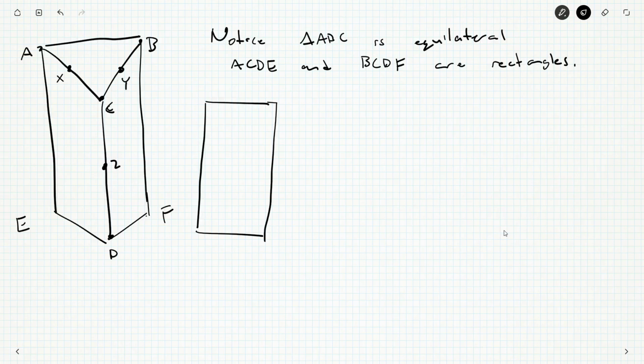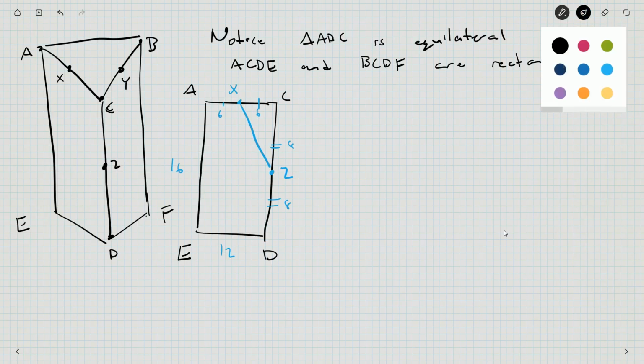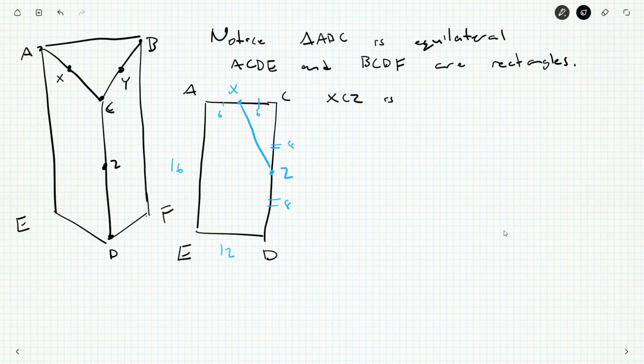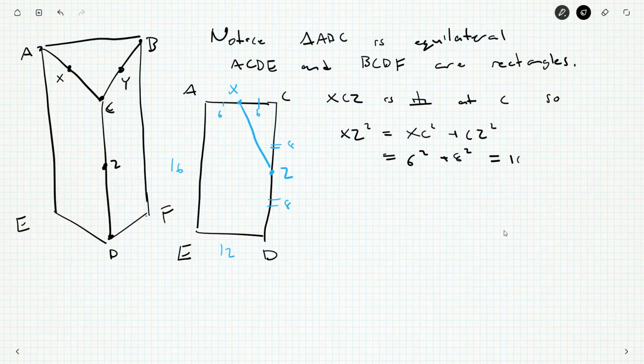But if we have ACDE here, and we can get A is here, and Z is here. We know this is 16 and this is 12. So that tells me we've got 6 and 6, 8 and 8. And take a look here. XCZ is right angled at C. So we see that XZ squared is going to be XC squared plus CZ squared, but I know each of these lengths. So I get 6 squared plus 8 squared. That's going to end up being 100, and XZ is going to be equal to 10.